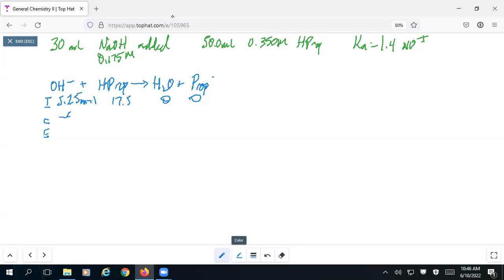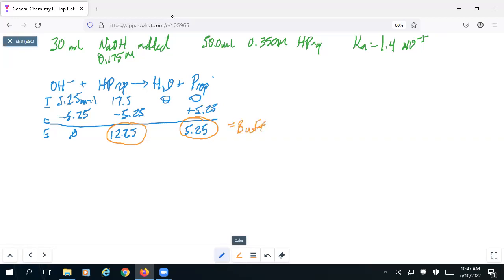Limiting reactants rule. So minus 5.25, minus 5.25, plus 5.25 for the propanoate. At the end of this part of the titration, we have no hydroxide. We have 12.25 millimoles of the propanoic acid, and we have 5.25 millimoles of propanoate. So what we have to recognize here is that I've got some amount of both of the conjugates present. So by definition, that's a buffer.